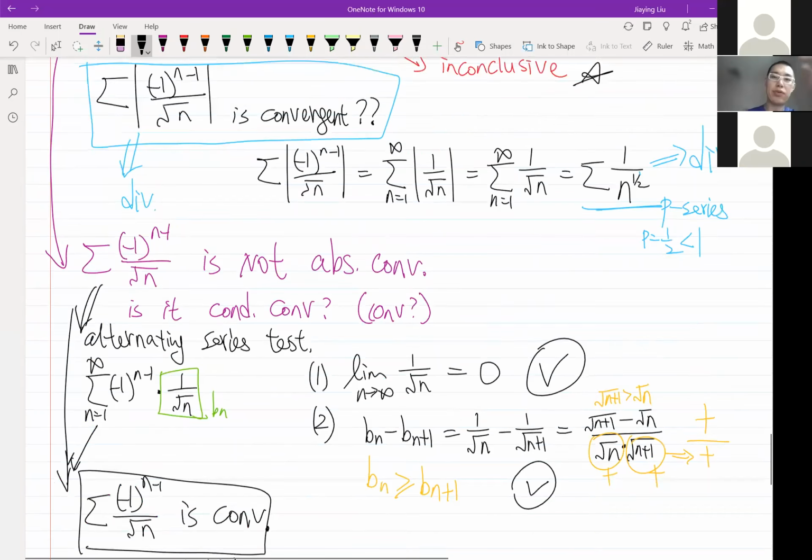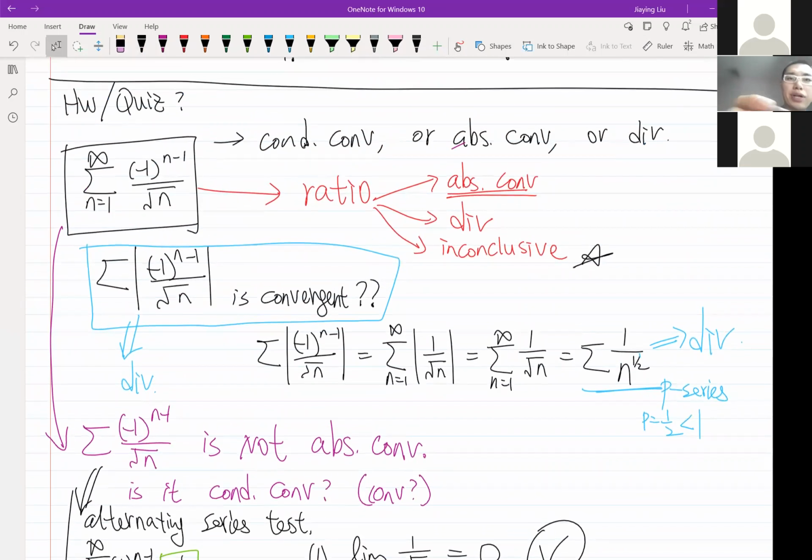Oh, before I move on to someone else's question, I just want to point out that if you use the root test, the result is also going to be the same. The root test will also give you absolutely convergent, divergent, or inconclusive. Just like the ratio test, they give you those three results.